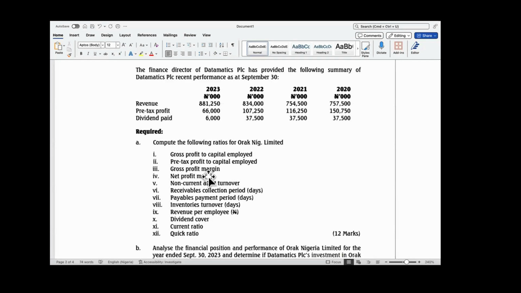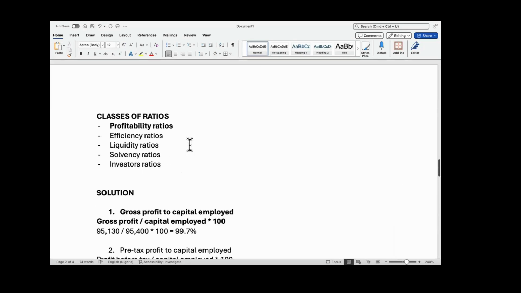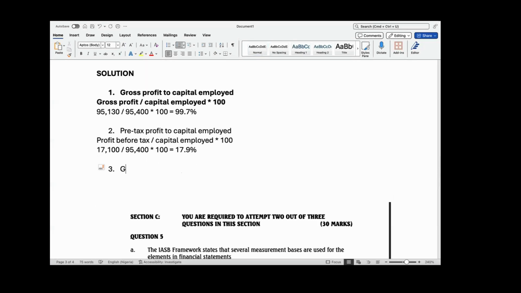Okay, let's go to the third ratio, which is gross profit margin. When it comes to gross profit margin, the formula simply is gross profits over what? Yes, over sales, times 100 over 1. And this ratio measures the amount of gross profit that is made on every what? Every sale. Yes.